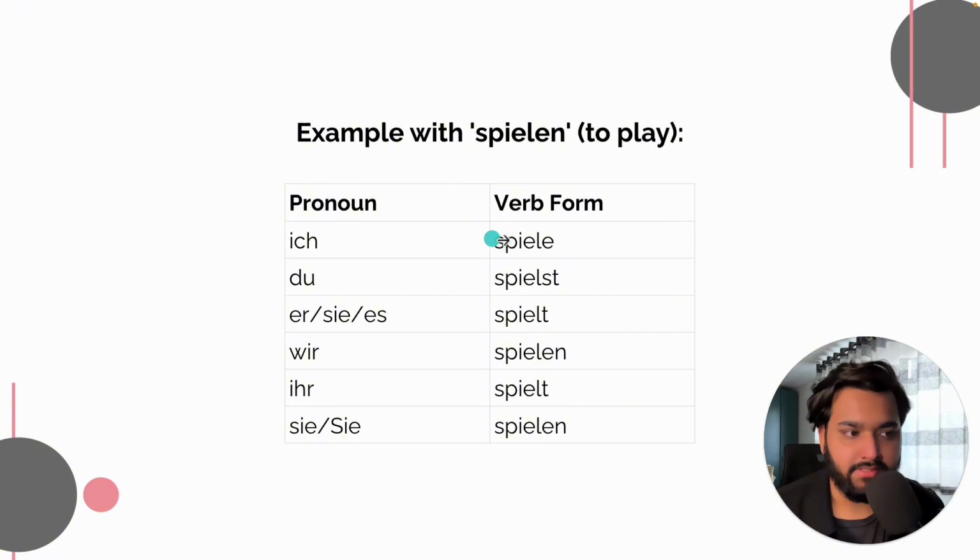For ich, you say spiele. The main verb is spielen, okay? And you have to conjugate for each of the pronouns. So ich spiele, du spielst, sie, es spielt, wir spielen, ihr spielt, sie spielen, okay? And how do you conjugate for each of the verbs?